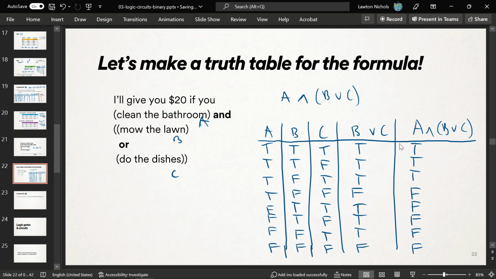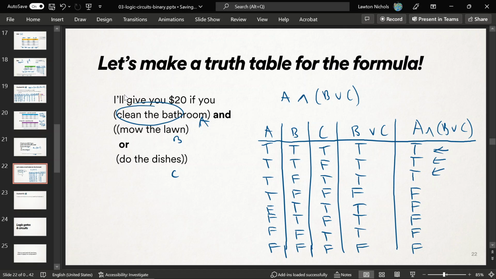So here are the 3 ways that we could have got $20. Either we cleaned the bathroom and we mowed the lawn and we did the dishes, or we cleaned the bathroom and we mowed the lawn, but we did not do the dishes. That's okay because we could have done one or the other. Still getting $20. And then finally, we got $20 if we cleaned the bathroom, did not mow the lawn, but we did do the dishes.